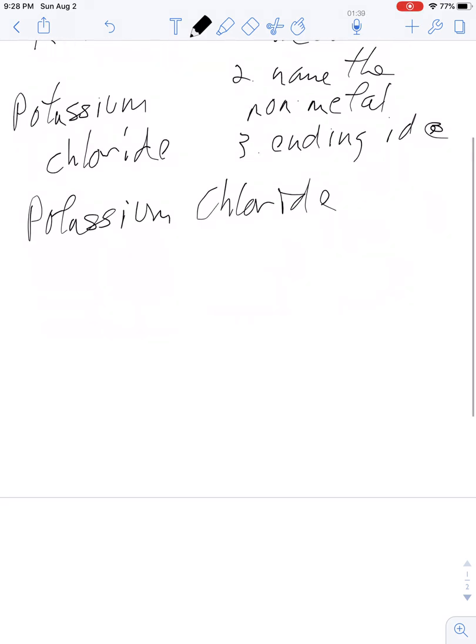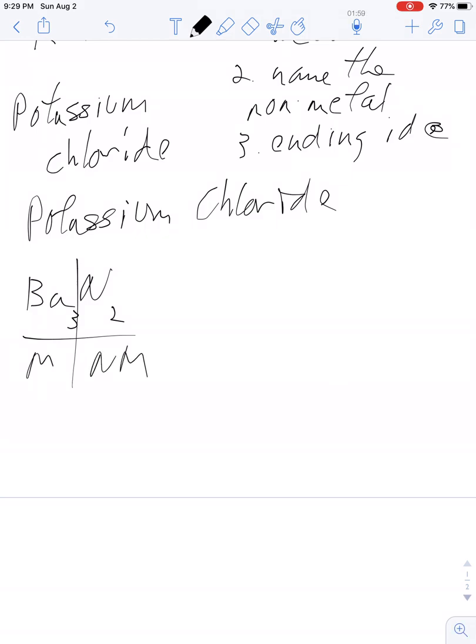Let's try another one. How about this one? So name the metal. The metal always comes first. The nonmetal always comes second. So name the metal. Ba is barium. Name the nonmetal, the nitrogen. And then change the ending to IDE. Barium nitride. Alright.